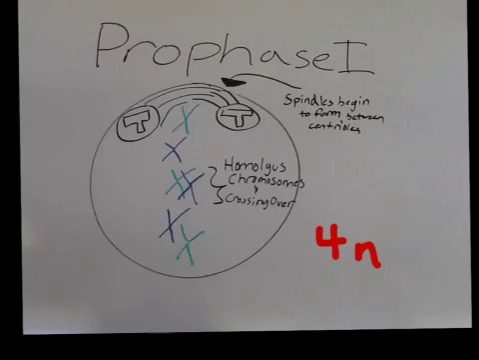In prophase 1, chromosomes condense and attach to the nuclear envelope. Tetrads form. Tetrads are made of 4 chromatids. Crossing over occurs.